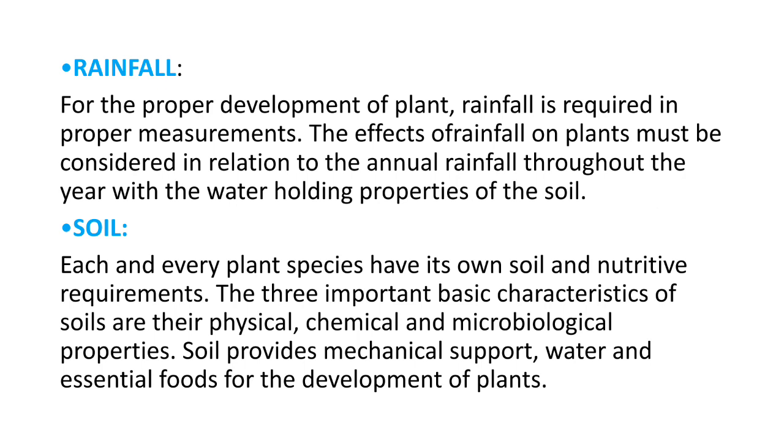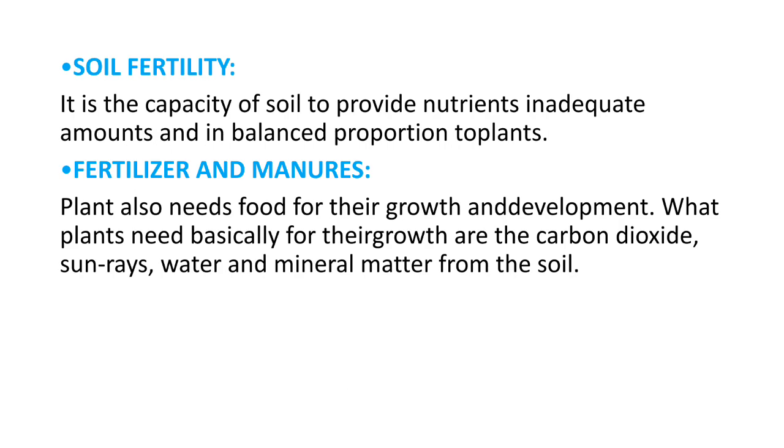Next is soil. Each and every plant species has its own soil and nutritive requirements. The three important basic characteristics of soils are the physical, chemical and microbiological properties. Soil provides mechanical support, water, and essential foods for the development of plants. Next is soil fertility. It is the capacity of soil to provide nutrients in adequate amount and in balanced proportion to plants.